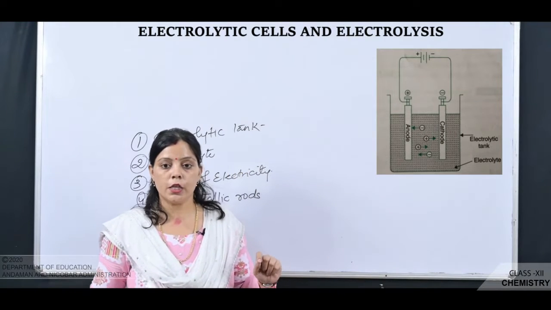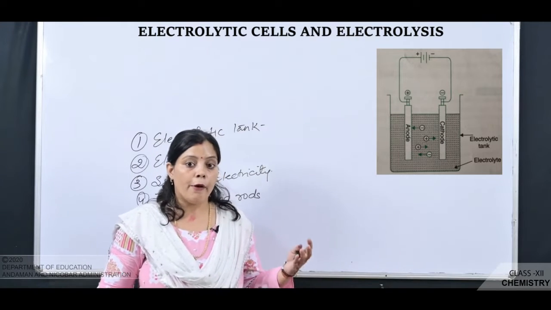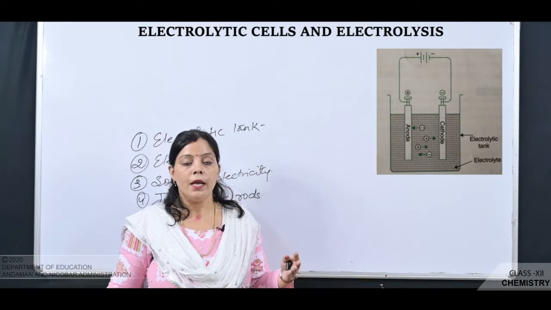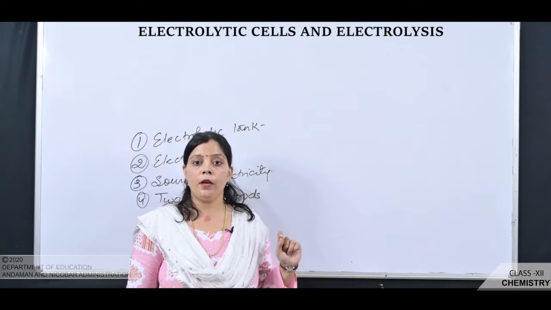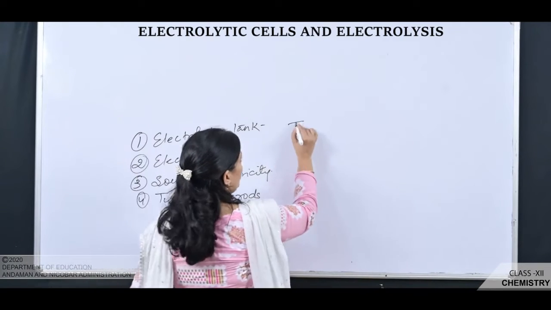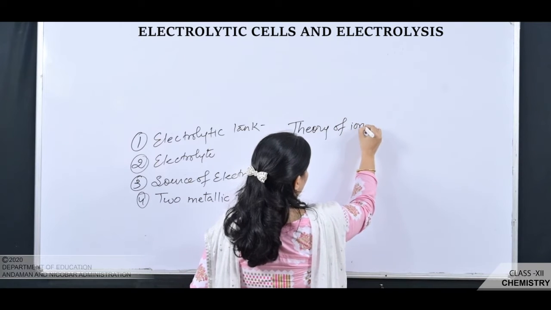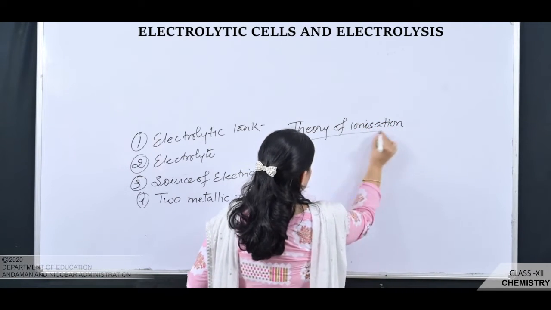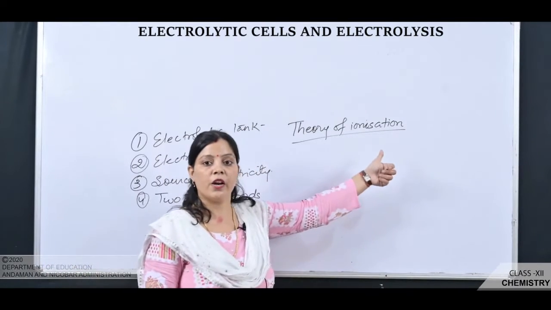The electrode connected to the negative terminal of the battery is called the cathode, while the other one, which is connected to the positive terminal, is called the anode. The process of electrolysis can be explained on the basis of the theory of ionization. Explain how the electrolysis is carried out in the electrolytic cell.